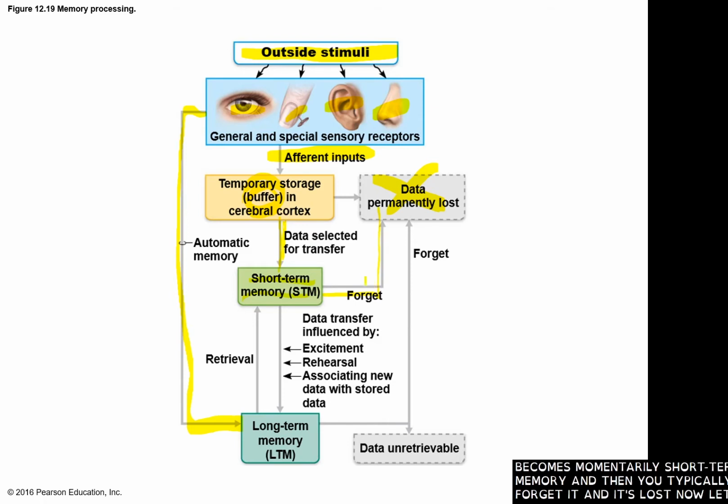Now let's imagine we studied. And you were happy when you were studying. So excitement, rehearsal, association with new senses. This then causes long-term memory formation. But if you don't continue to practice and restudy, you could lose that as well. So this is all communicating with each other, and the ultimate goal is to form that long-term memory, of course.